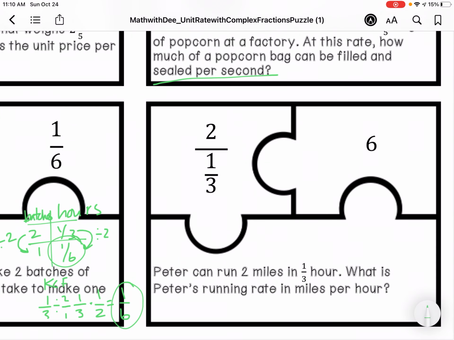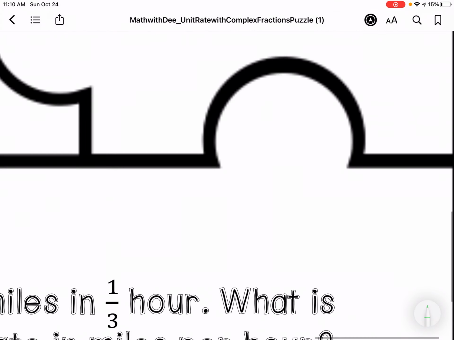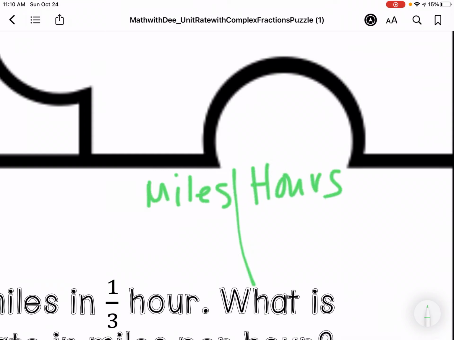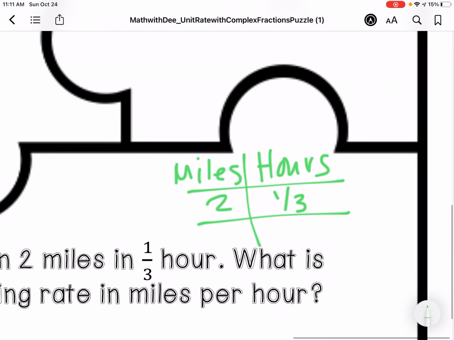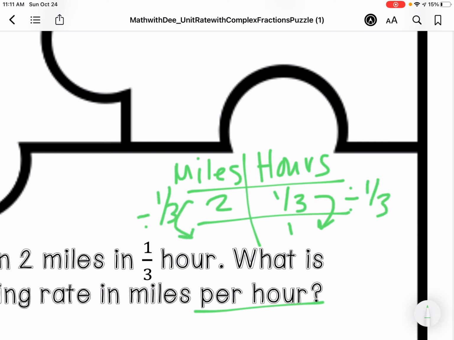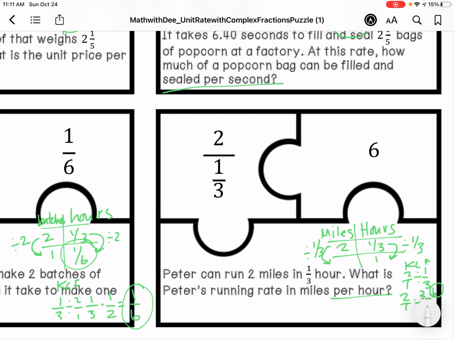Peter can run 2 miles in 1/3 of an hour. So miles and hours. Per hour. So I want to know how far he can run in 1 hour. So I'm dividing by 1/3. So I have 2 over 1 divided by 1/3. Keep, change, flip. 2 over 1 times 3 over 1. And I get 6. So he can run 6 miles in an hour. It's crazy to me.